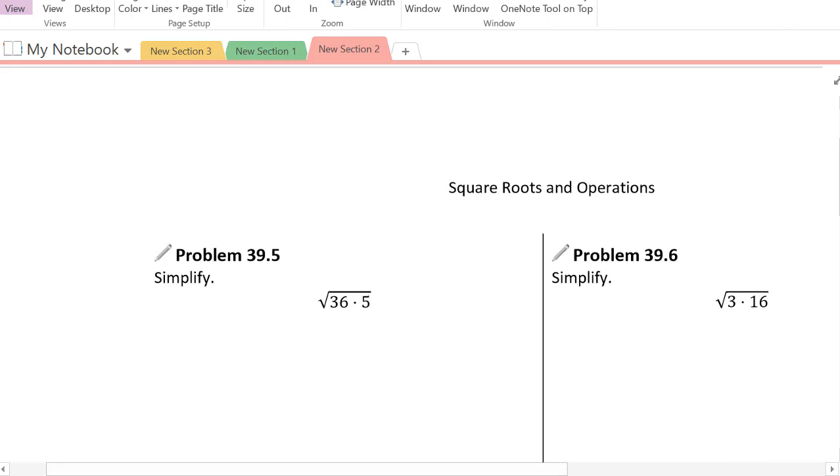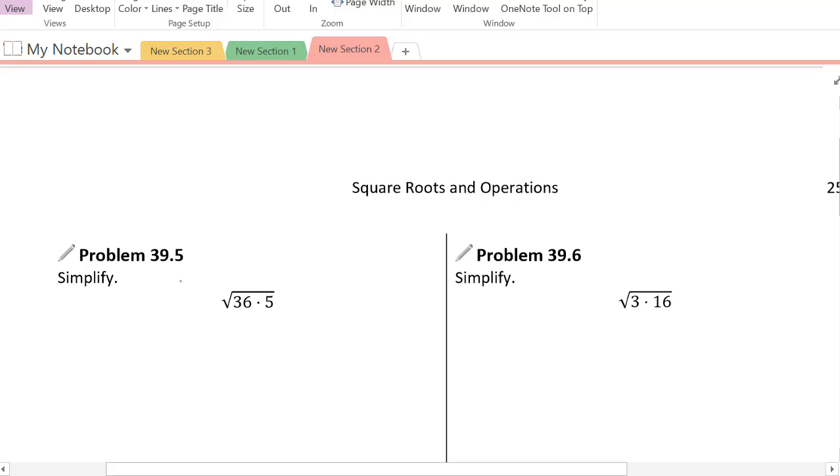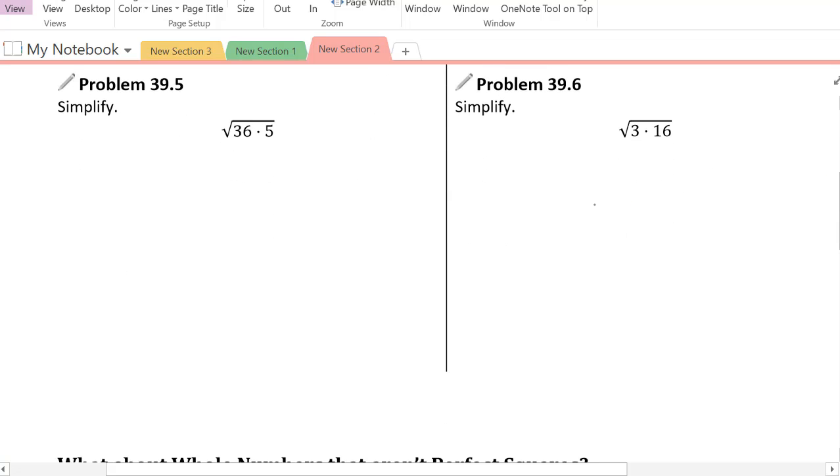Right, so in this example, I'm pretty much doing the same thing. It's going to be radical 36 times 5. So what do you want to do? Break it up into radical 36 and radical 5. Okay, so what's the square root of 36, or radical 36? That's a perfect square. That's going to give us 6.